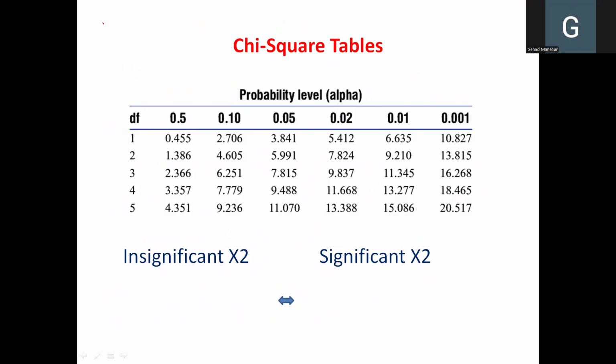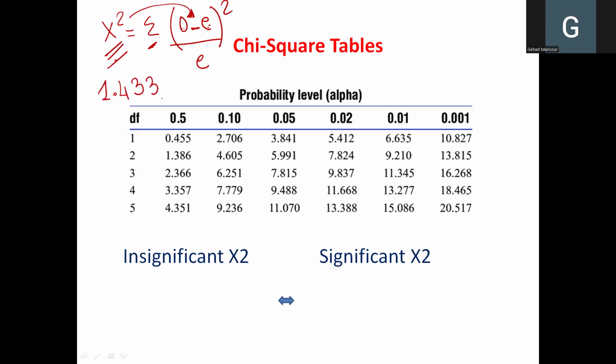Of course, this x squared value is derived from what? It is derived independently of this sign. It is derived from the difference between the observed and the expected. So it is an indication of the difference. If the difference is big, then the square will be big. If the difference is small, then the square will be small. The x squared value for this experiment was 1.433. I have to locate it in the table to know whether it is a significant difference or an insignificant difference.